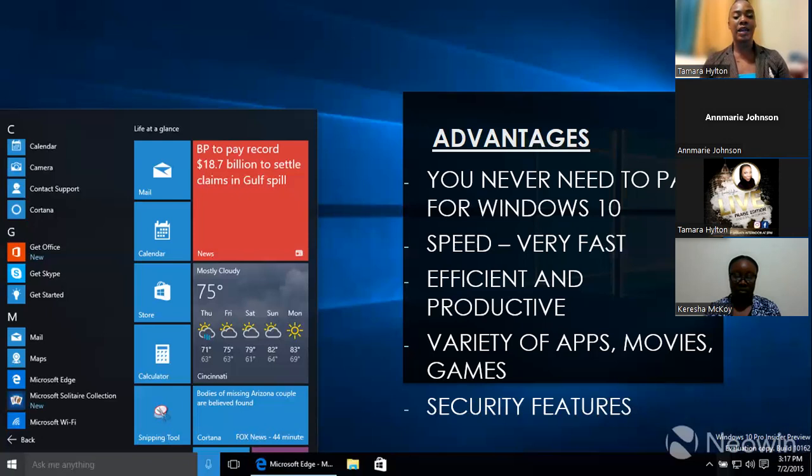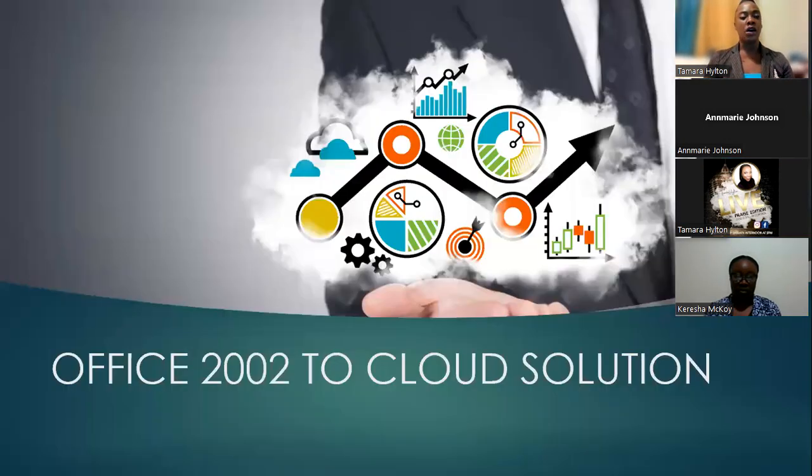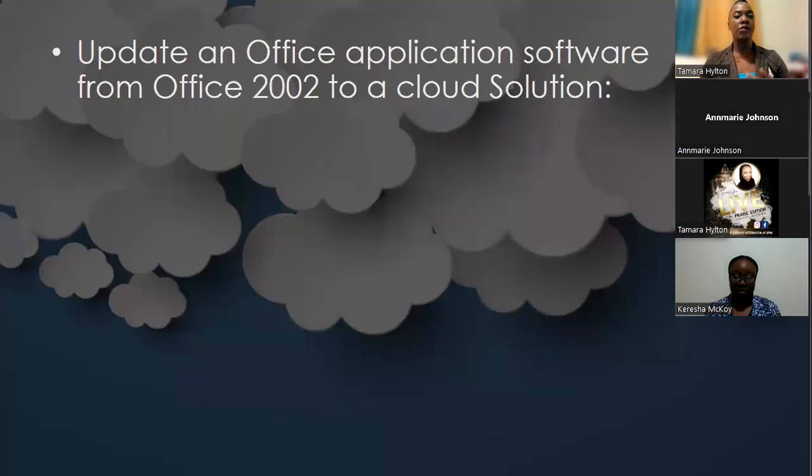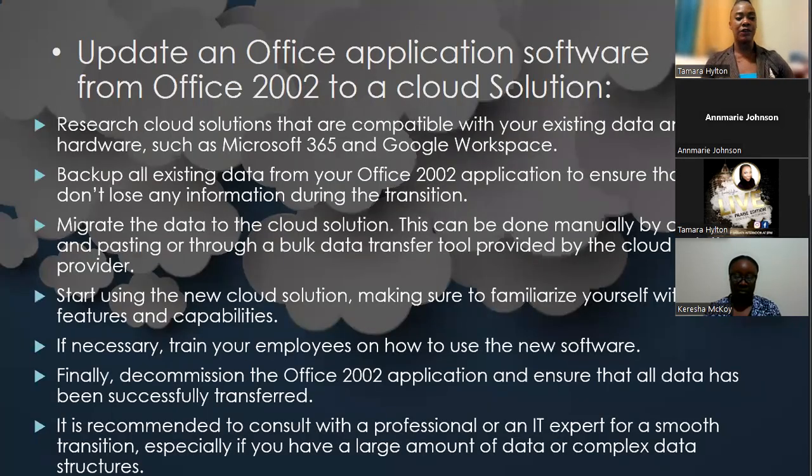Now we're going to be looking at how to update Office 2002 to a cloud solution. Now, to update, these are the steps that need to be followed. You need to research cloud solutions that are compatible with your existing data and hardware. And in this case, we are recommending that you use Microsoft 365. Then you ensure that all existing data from Office 2002 applications are backed up to ensure that you don't lose any information during the transition.